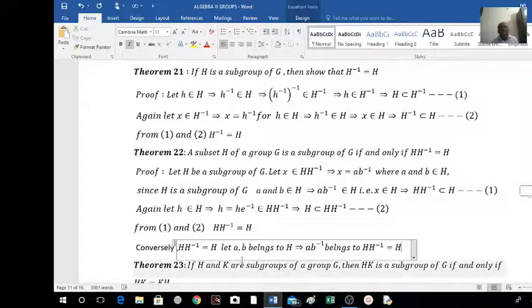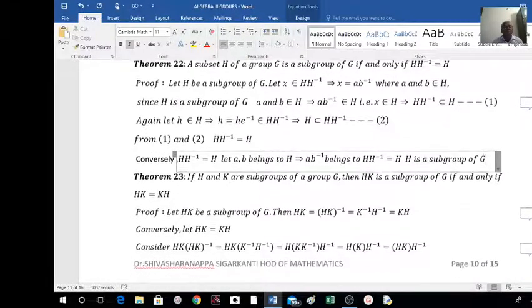See, I have taken A and B belong to H. Finally, I have proved that AB inverse belongs to H. This is nothing but the necessary and sufficient condition. So therefore, we can say that H is a subgroup of G. Okay, this is the converse part, right?